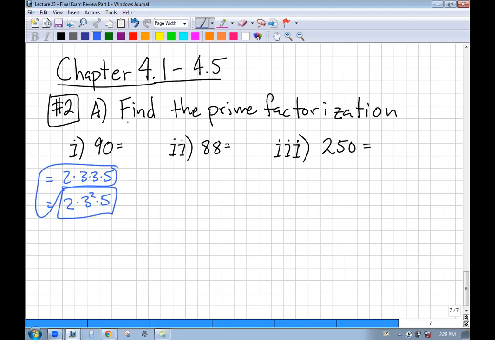Sure, these are equal. Technically, this is okay. But this is what we're looking for. This is the pretty version, right? You want them in order from lowest to greatest. Make sure all these numbers are prime numbers and write them as exponents.